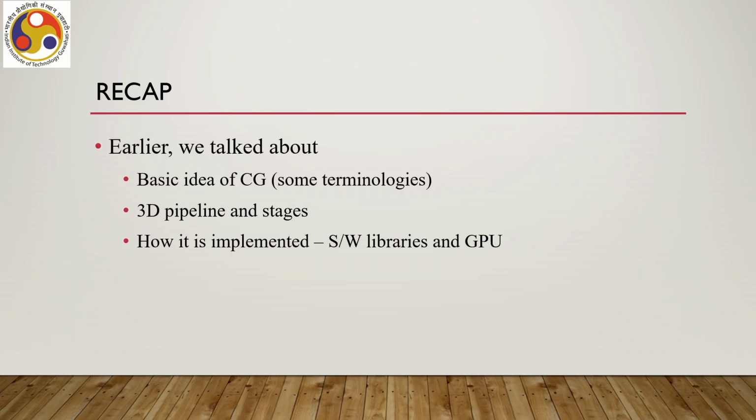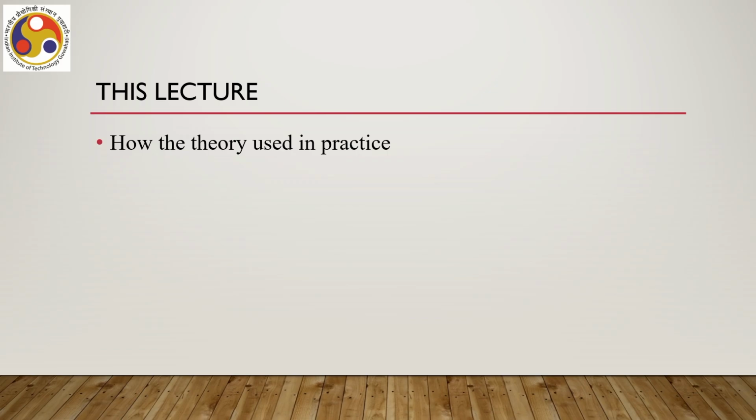So, we have talked about the basic idea of computer graphics, then the 3D computer graphics pipeline that we can envision to render a static image on a screen, just to demonstrate the computational complexities involved in the rendering process and the stages of the pipeline, and also how the pipeline can be implemented in software through software libraries and in hardware using GPU and graphics card. So, in this lecture let us try to see how this knowledge can help us take decisions while building practical systems.